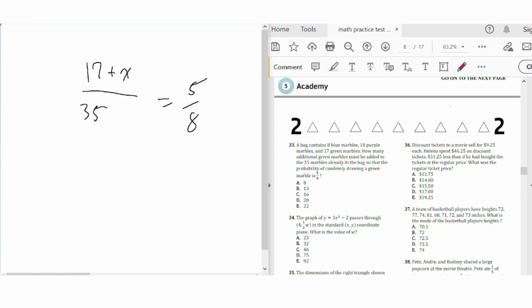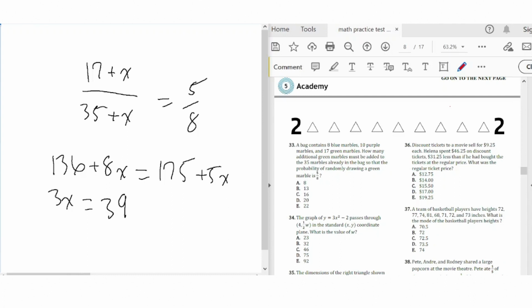We'll call the number of green marbles to be added x. Now notice we also have to add x to the bottom. This is because if you're adding green marbles, you're certainly adding marbles to the total number of marbles, which is why you have plus x for the number of green marbles and plus x for the total number of marbles. Now all we have to do is cross multiply here. So we get 8 times 17 is 136, plus 8x equals 5 times 35, which is 175, plus 5x. All right, subtracting 5x from both sides of the equation, we get 3x. And subtracting 136 from both sides of the equation, we get 175 minus 136 is 39. Therefore, x equals 13. And 13 is our answer.